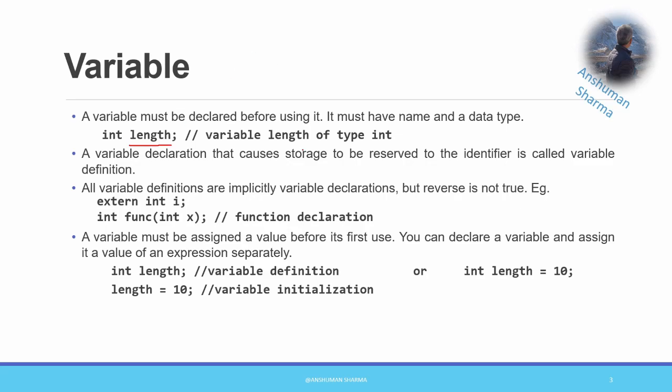But there are some variable declarations which are not variable definitions. We can say that all variable definitions are implicitly variable declarations, but the reverse is not true. This means that a variable definition is also a declaration, but in some cases a declaration is not a definition. For example, an extern variable is a variable declaration, but not a definition. Similarly, a function declaration is not a definition. But usually a variable declaration, like int length in the case above, gives the variable length memory, therefore it is acting as a variable definition itself.